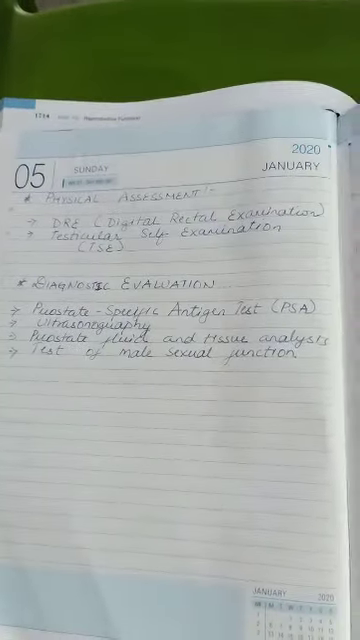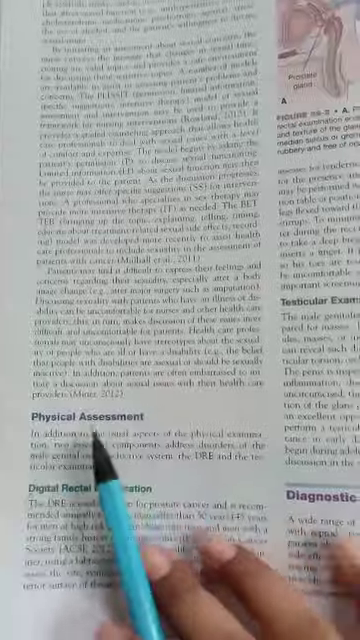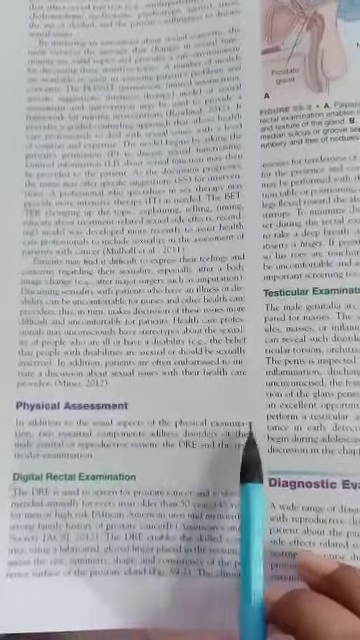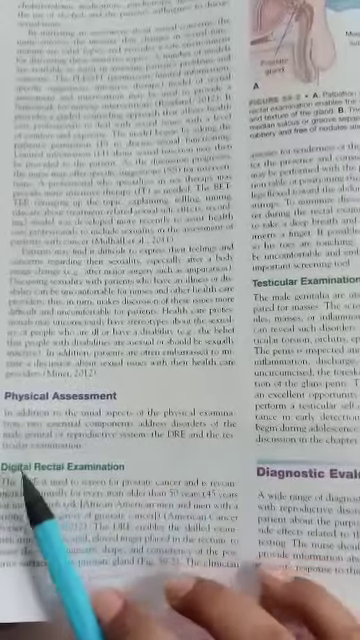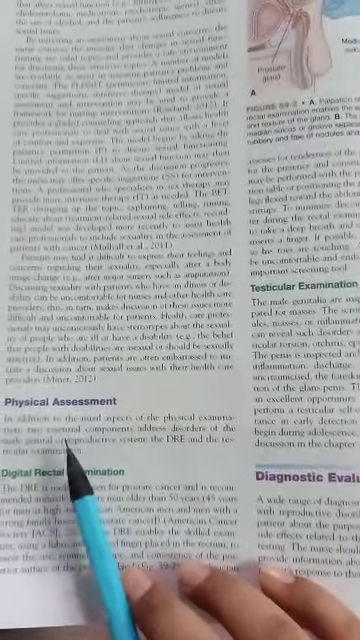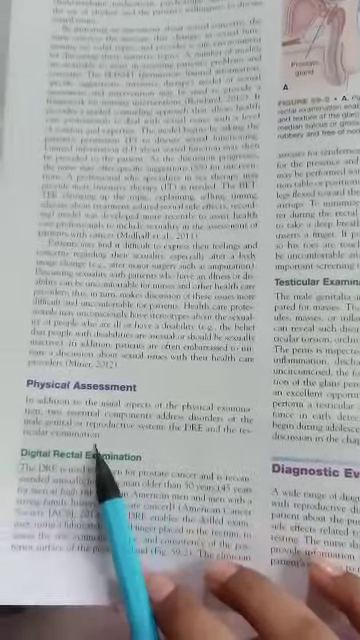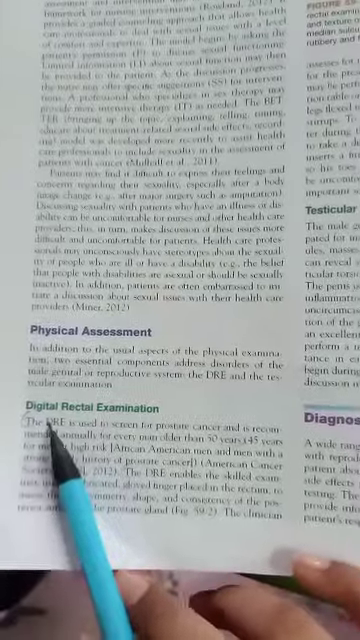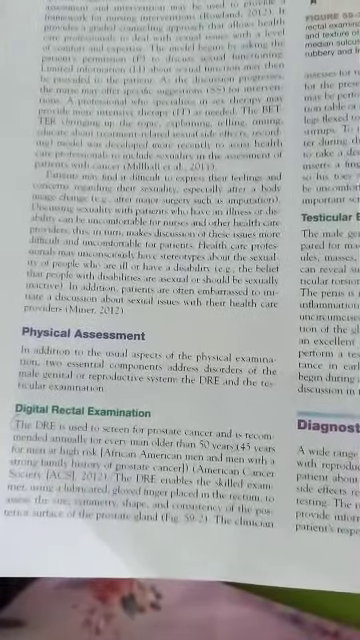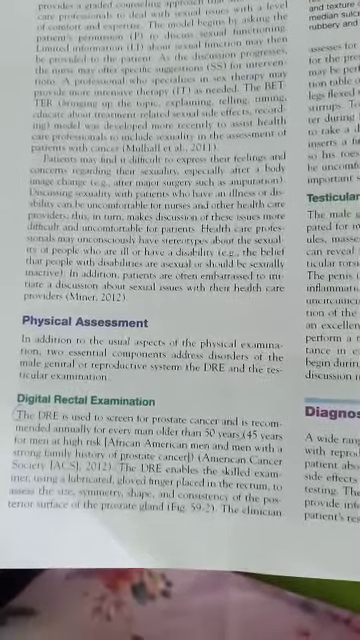So next we will see the physical assessment. In addition to the usual aspect of physical examination, two essential components address disorders of the male genital and reproductive system: the DRE and the testicular examination. DRE is the digital rectal examination. The DRE is used to screen for prostate cancer and is recommended annually for every man older than 50 years.